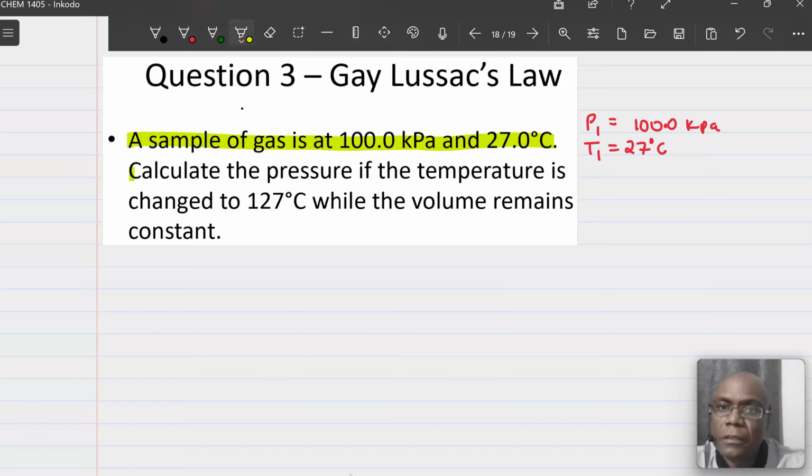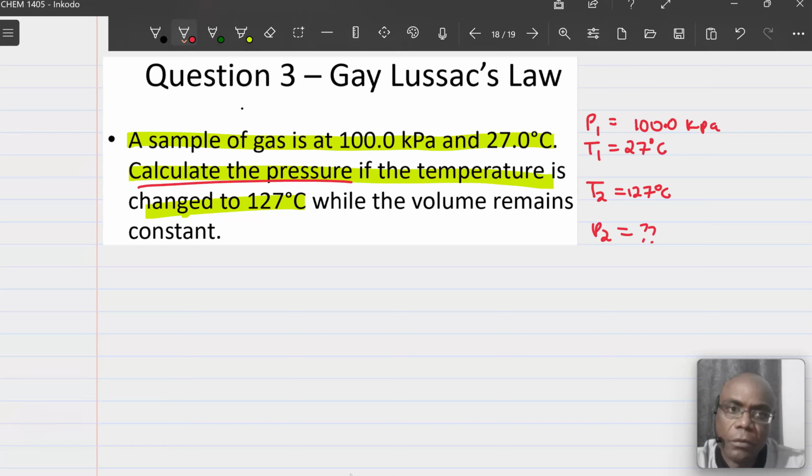And then it goes on: calculate the pressure if the temperature is changed to 127. So T2 is changed to 127 degrees Celsius, and it's telling us to calculate the pressure. P2, we don't know, that's needed, while the volume remains constant. Well, we know that volume is constant for Gay-Lussac's law, and the number of moles is constant.